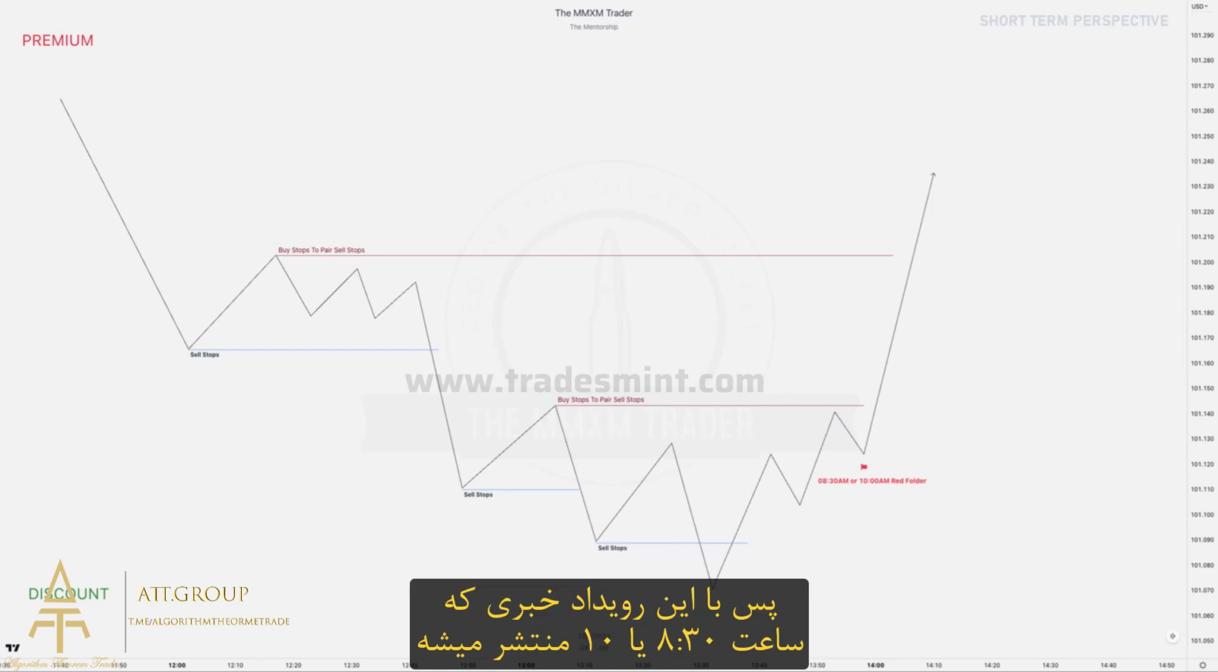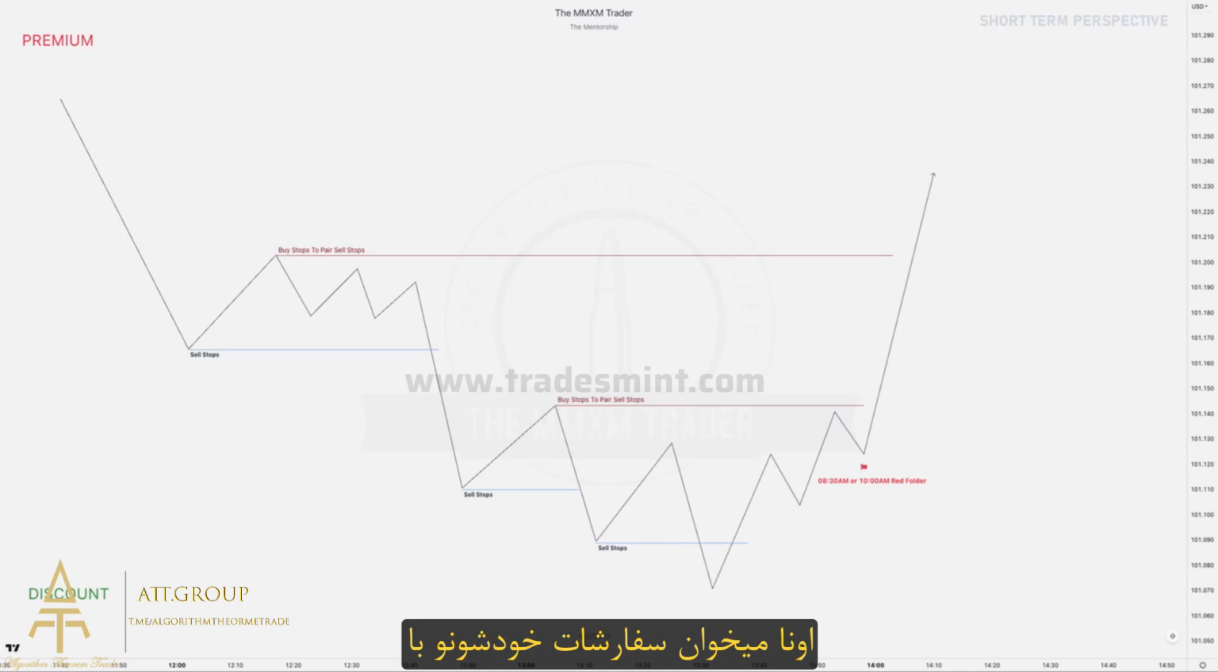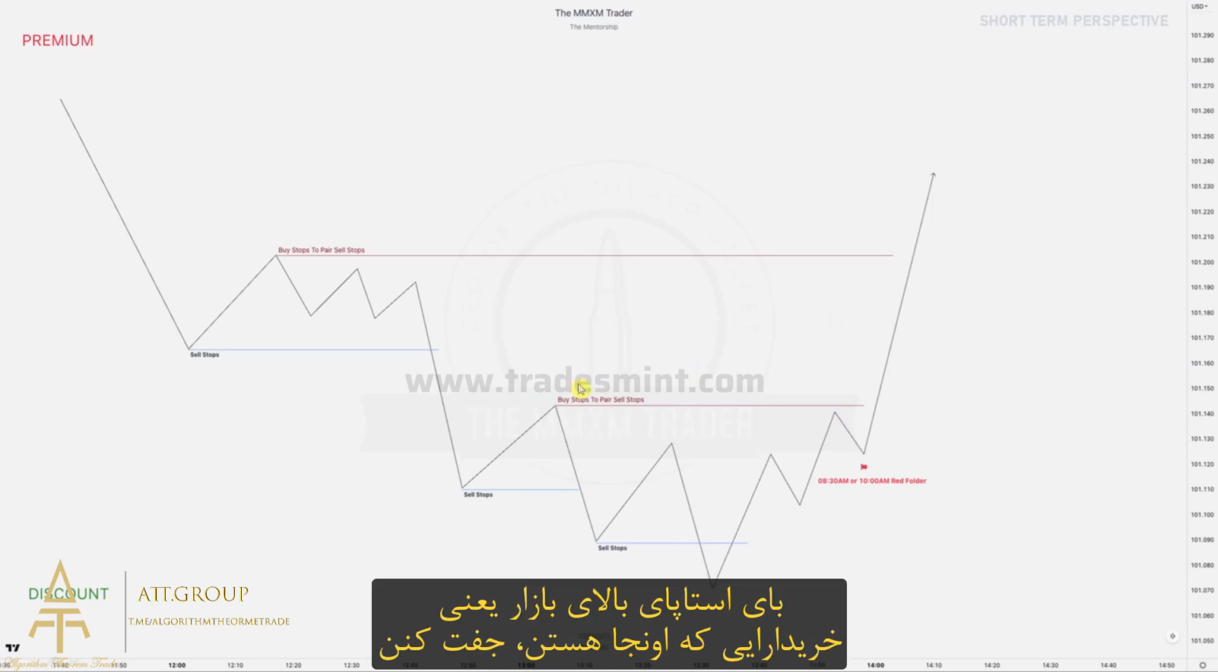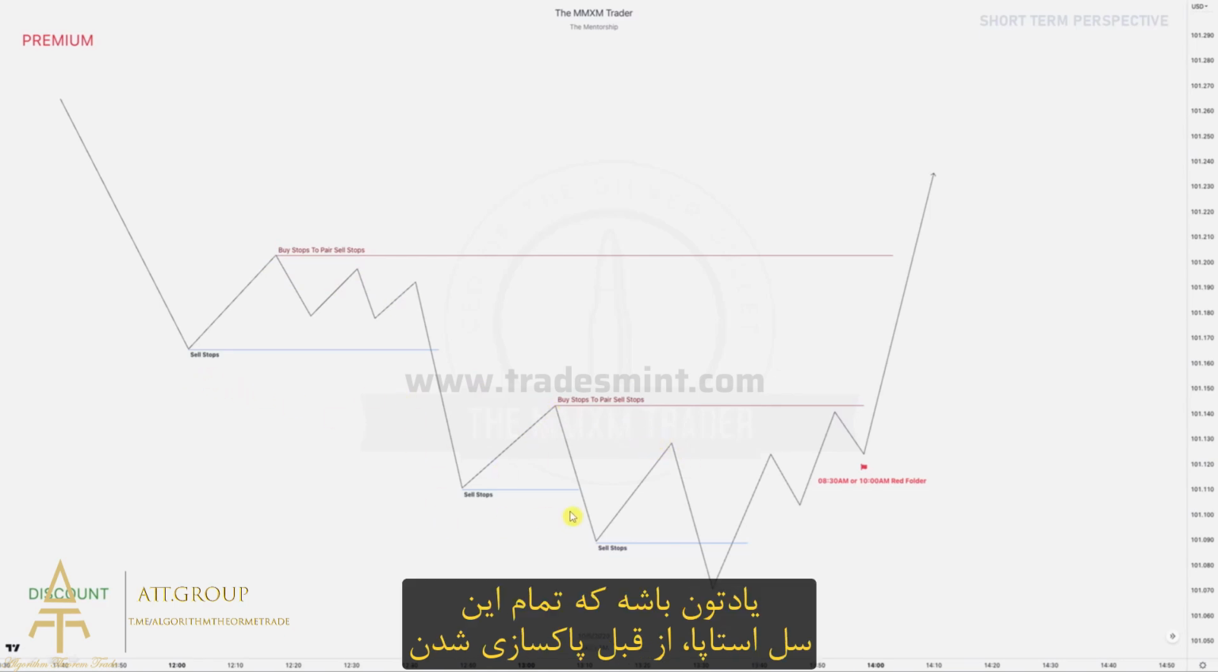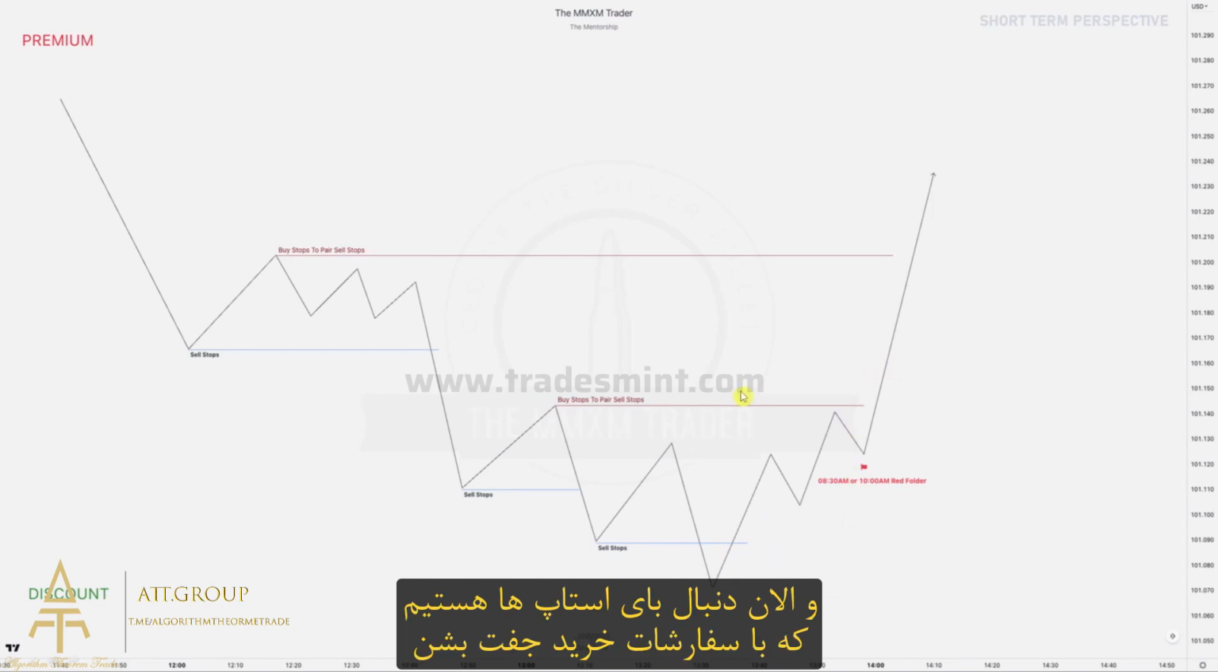So with that news event coming up at 8:30 or 10 a.m., right, at red folder, they want to pair up their sell stops with the buy stops from willing buyers above market price, and we can see that over here, because those were those failure swings, right? Over here also those failure swings. And remember, all those sell stops have been liquidated already, right? So price has no business to go down anymore, and we're going to look for those buy stops to pair up the sell stops.